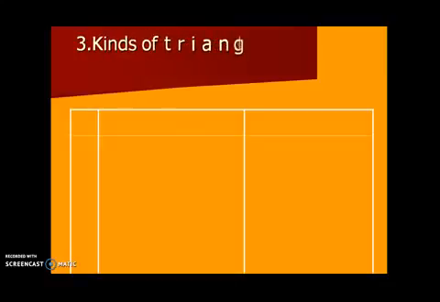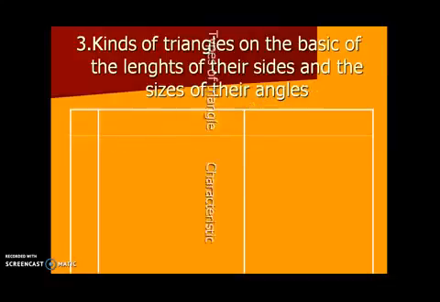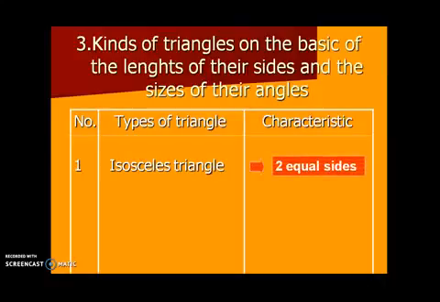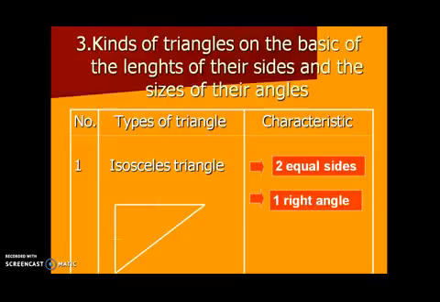Number three is based on the length of the sides and the size of the angles. Type number one, isosceles right triangle. The characteristic is that it has two equal sides. This is the figure. This one, the first side and the second side. Characteristic number two is that it has one right angle. This is 90 degrees, or a right angle.